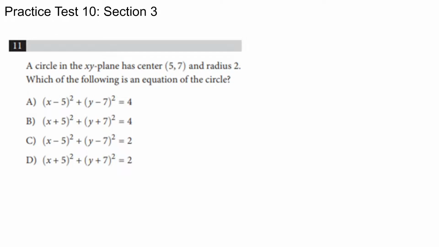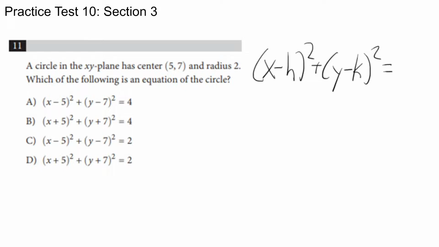Number 11 says, a circle in the xy plane has a center (5, 7) and a radius 2. Which of the following is an equation of the circle? Although it might not come up often, you do need to know your equation for a circle, which is going to be (x minus h) squared plus (y minus k) squared is equal to r squared, right? And here, (h, k) represents the center of your circle, h being your x value and k being your y value.